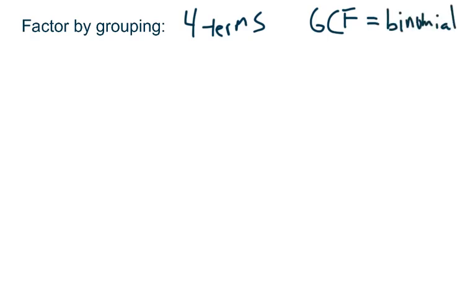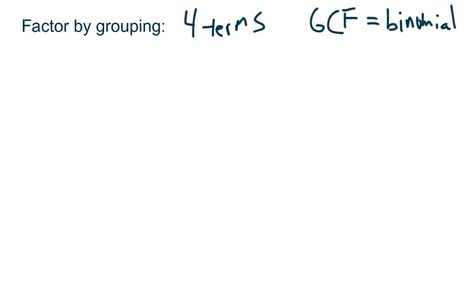Now, let's talk about factor by grouping. I'm going to be honest, I'm not a big fan of factor by grouping. It has its uses, but they're few and far between, is the nice way to say that. Usually, you're going to need 4 terms to factor by grouping. And the other thing that we can take out of this idea is that sometimes a GCF could be a binomial. And you'll see that in a second here.